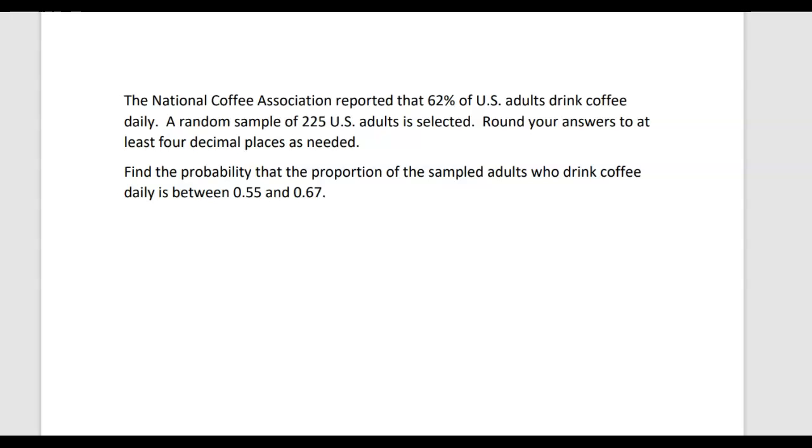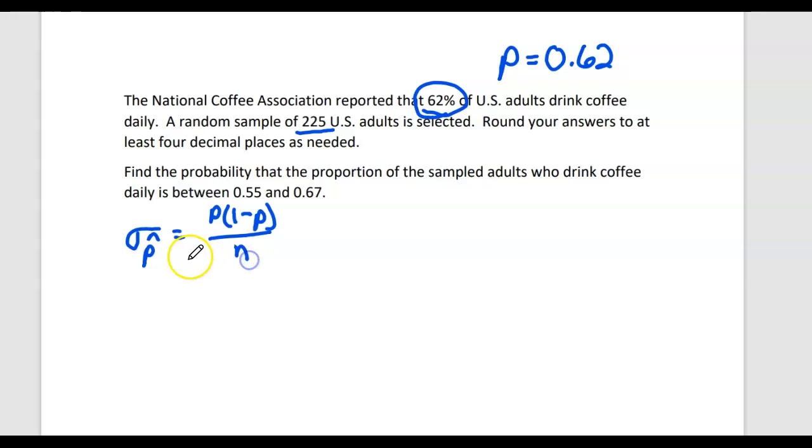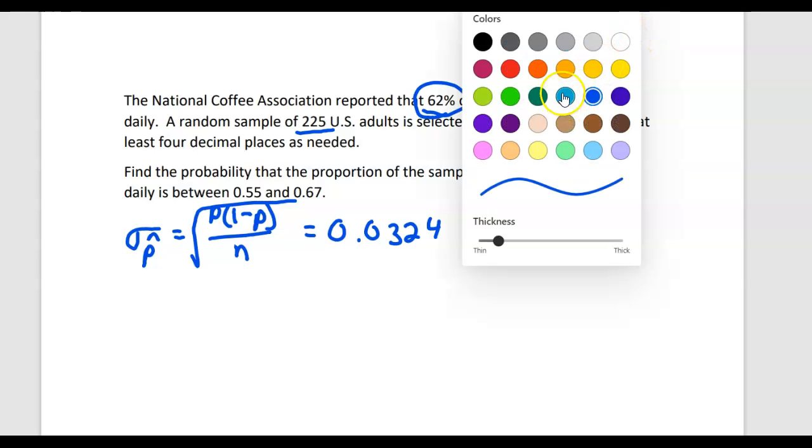I want to walk through the steps of how to solve this problem. The first thing that we need to realize is that our P, that has already been stated, is going to be 0.62. Our N was 225. And you have actually already found our sigma p hat, which you found by taking P times 1 minus P divided by your N and taking the square root of this. And you found that to be 0.0324. We're going to use this in this particular problem.